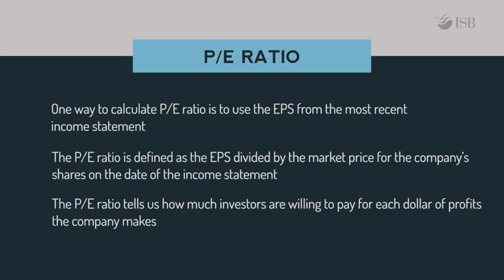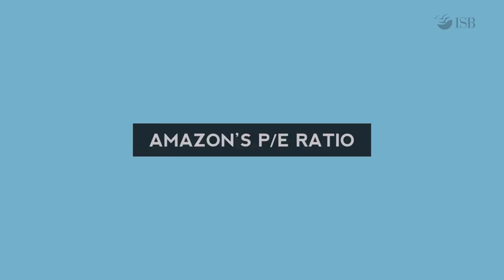The PE ratio tells us how much investors are willing to pay for each dollar of profits the company makes. One way of interpreting the PE ratio is that it tells us what the future growth potential for the company is. Higher the PE ratio, larger is its future potential. However, very high ratios compared to its competitors or the rest of the market is indicative of the stock being overpriced. Let's calculate the PE ratio for Amazon.